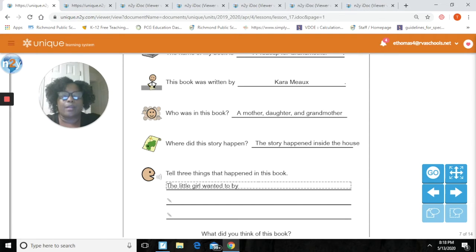The little girl and her mom want to, but we're just going to put the little girl want to buy something for grandma. And the only reason I'm making the sentence short is because we won't be able to type the complete sentence. But the little girl want to buy something, right? So let's end it right there, okay?